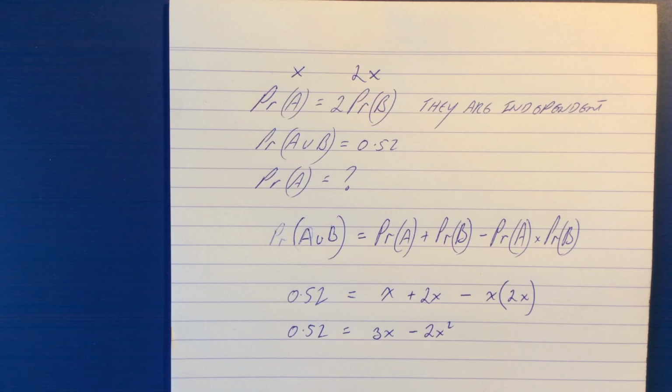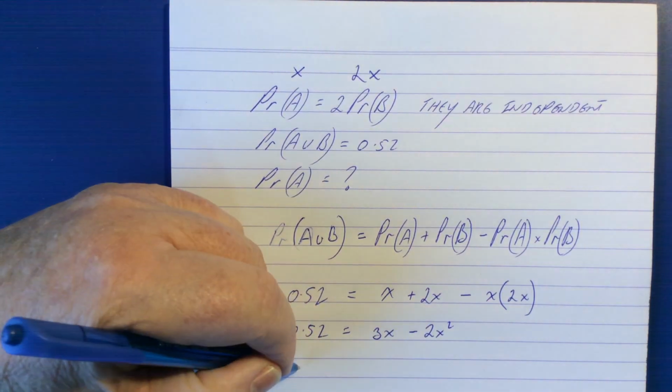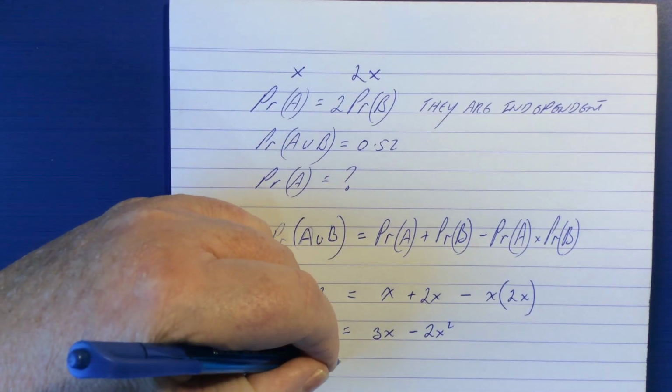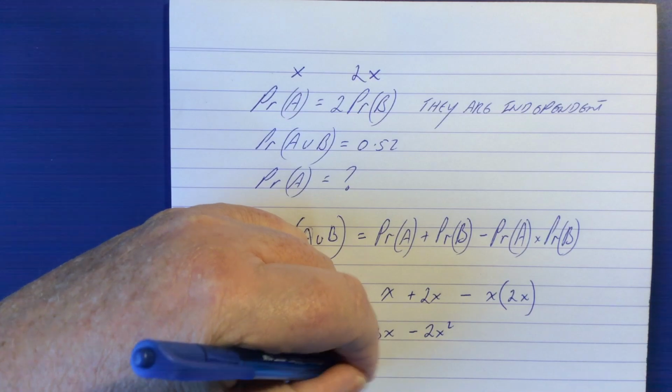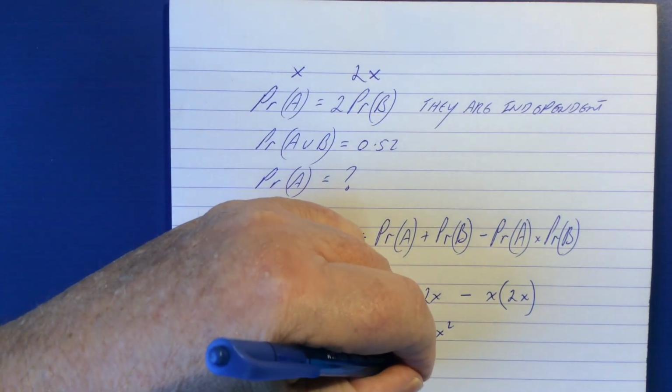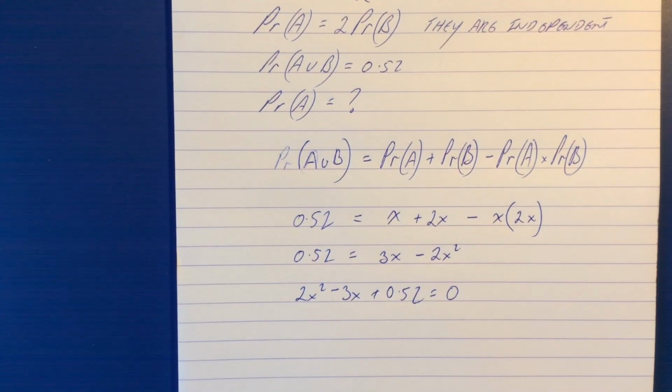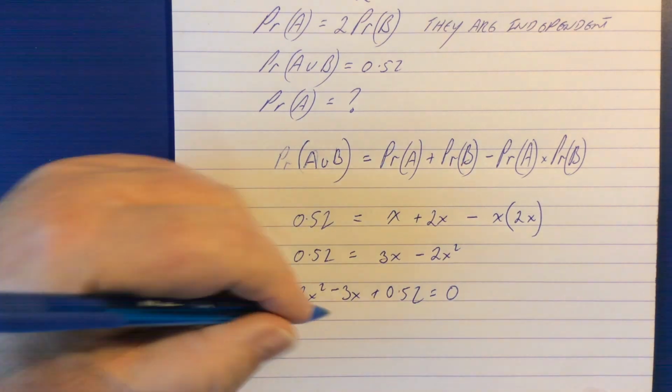Okay, so let's get going. Let's rewrite this in a form in which we can work with it. Okay, so changing a few signs, we get 2x squared minus 3x plus 0.52 equals 0. So there's a quadratic for us to solve. Okay, how do we solve that? Probably not by staring at it. So I would use the quadratic formula.